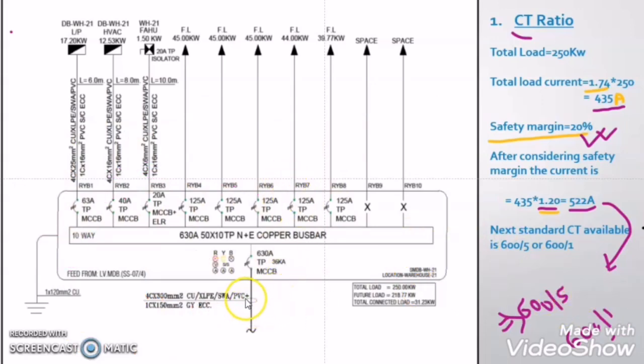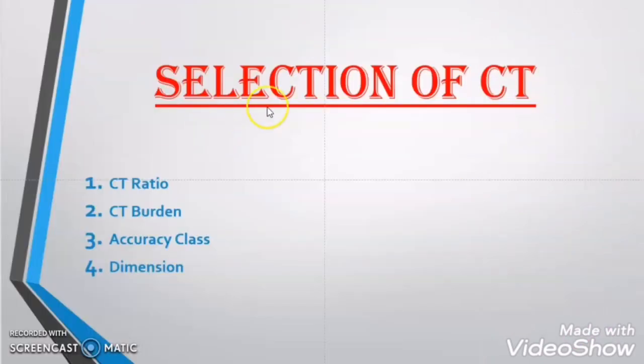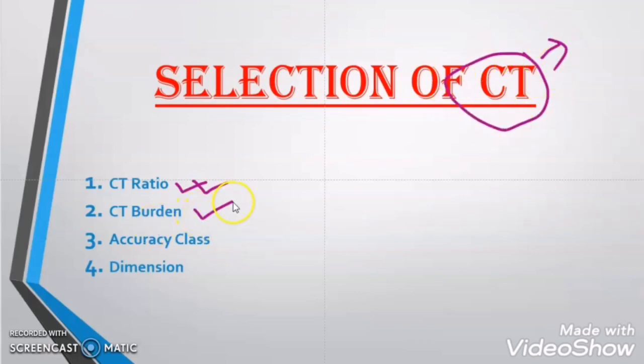In my case, the CT and ammeter are adjacent to each other because they are installed in the same panel. Then I will go for a CT of CT ratio 600 by 5. I hope you clearly understand how to calculate and how to select the CT ratio. So we completed the CT ratio calculation in order to select the correct CT. Now let us go for the second point, that is the CT burden.